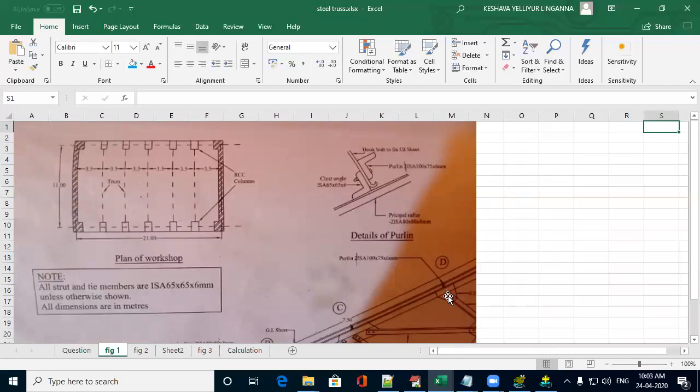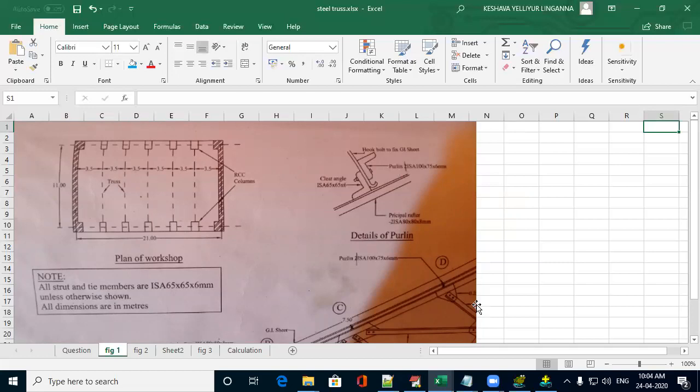Whatever the small thing you are seeing, they have written purlin ISA. Actually, in the textbook it was 2 ISA, but it is wrong. It is 1 ISA. Purlin of 1 ISA, 60 by 75 by 6. Sorry, it is not 60. It is 100 by 75 by 6. Students, the dimensions are not clear here, but I have sent the notes. You can go through the dimensions there.